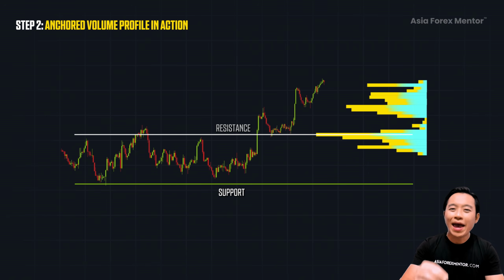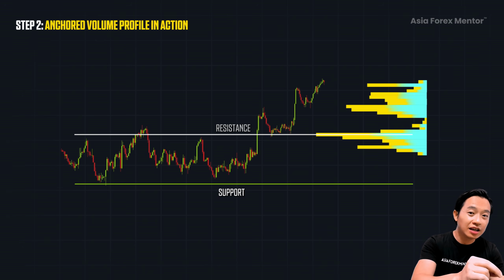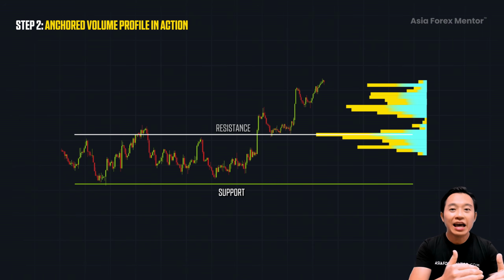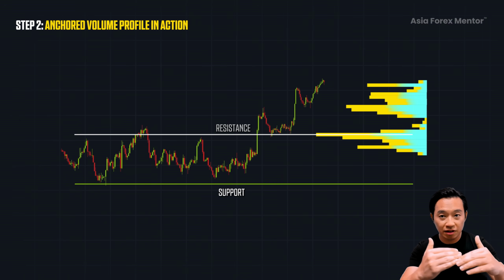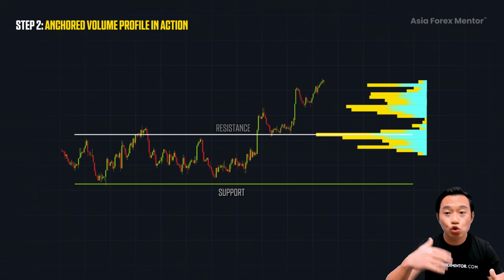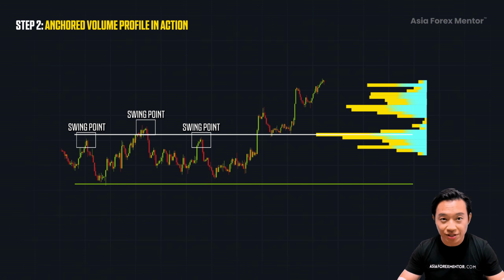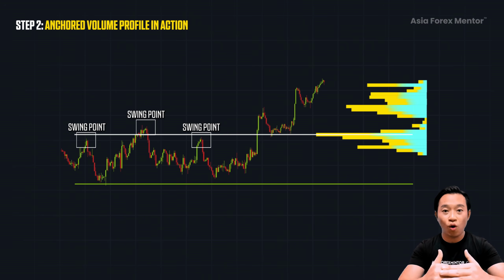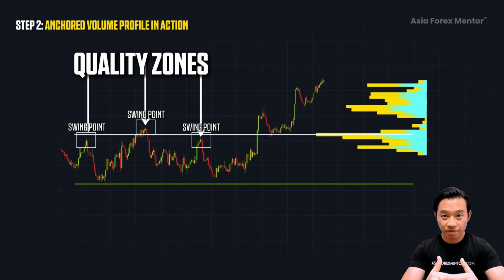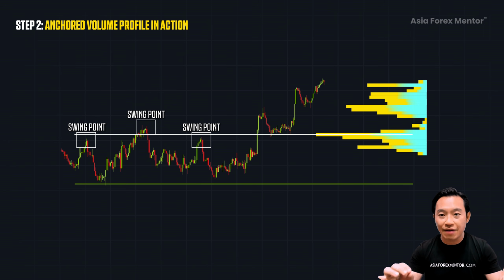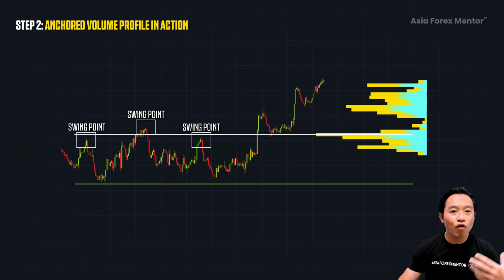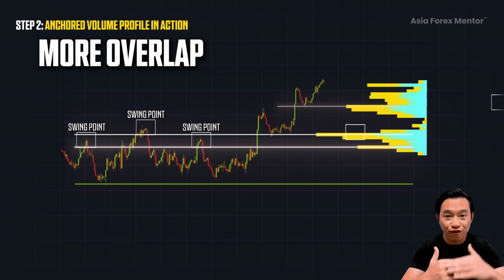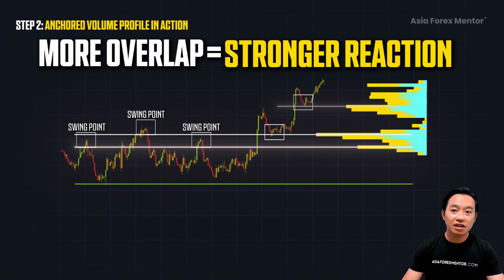Okay, so now, when you stack up those zones, and they line up with the obvious, for example, swing points or reversals, these overlap zones are what we call a quality zone. So they are no longer random levels. They are built on what? Both market memory and structure. So the more overlap that you find, the stronger the reaction potential it is going to have when price comes to those areas.